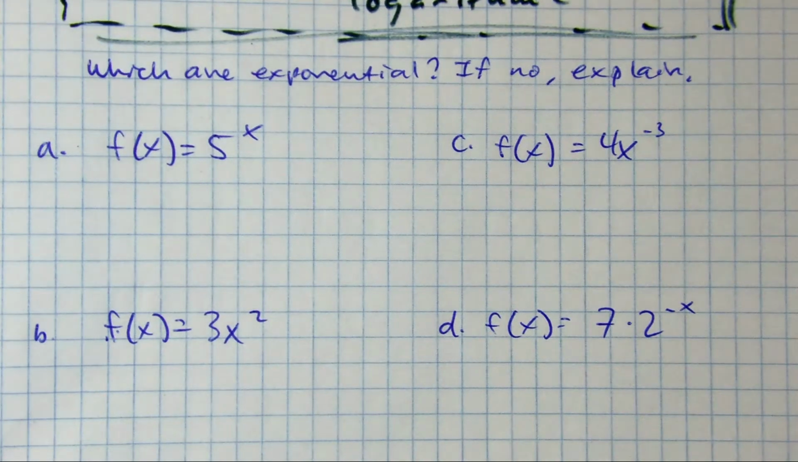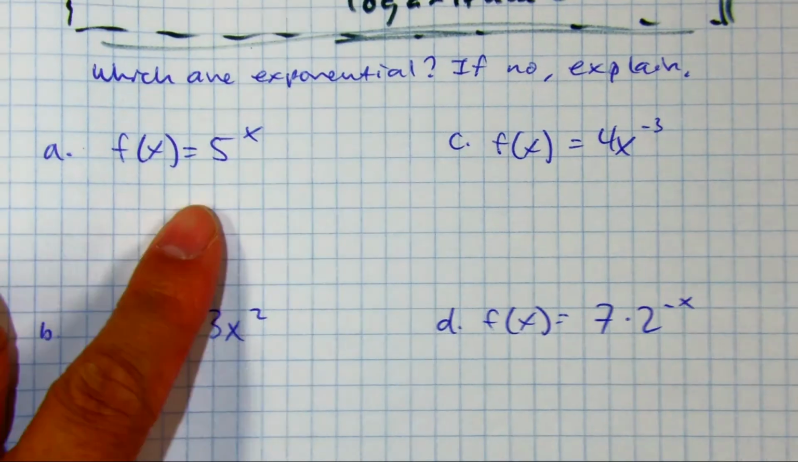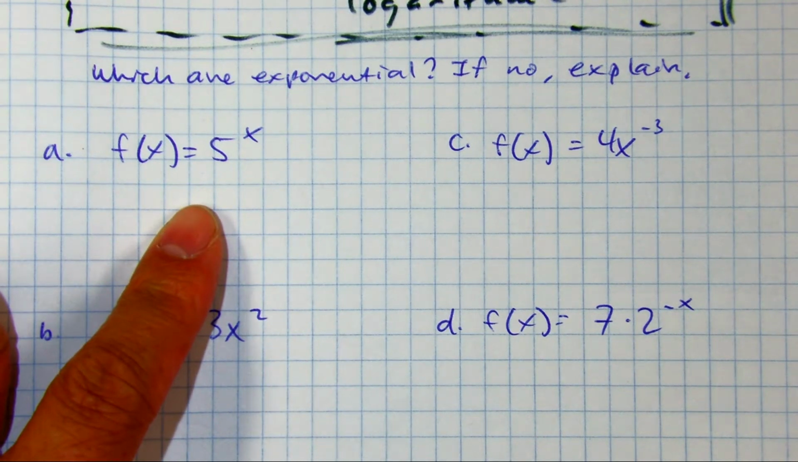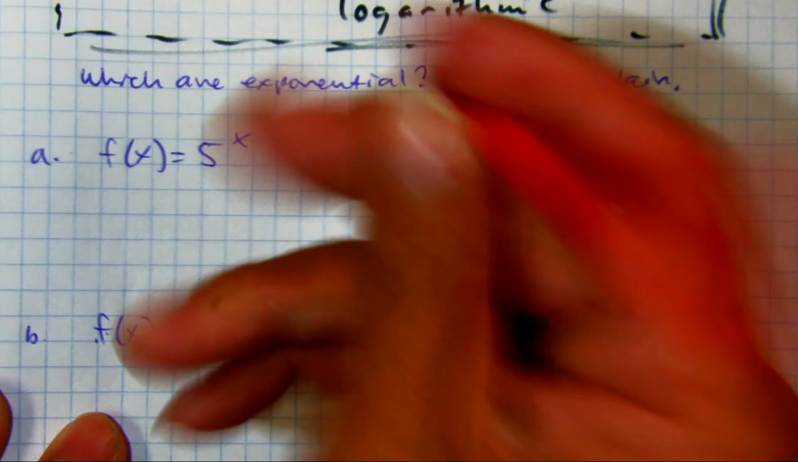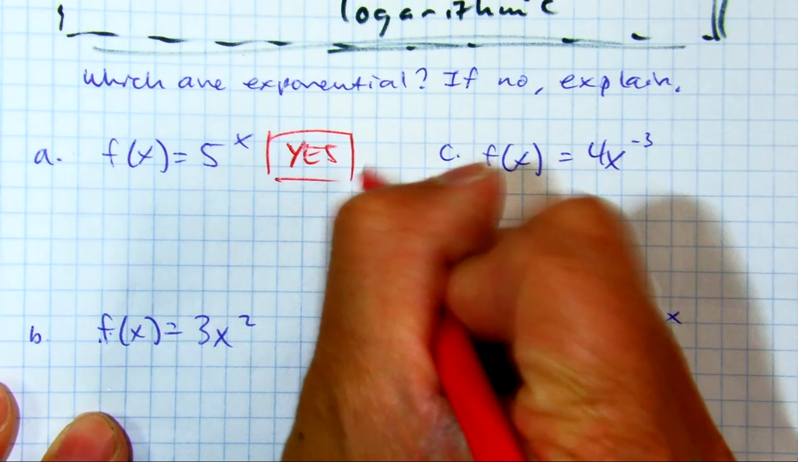All right, which of these are exponential? And if no, we're going to explain why they are not. Class, yes or no? Yes. This is exponential. What do you guys notice about the exponent?